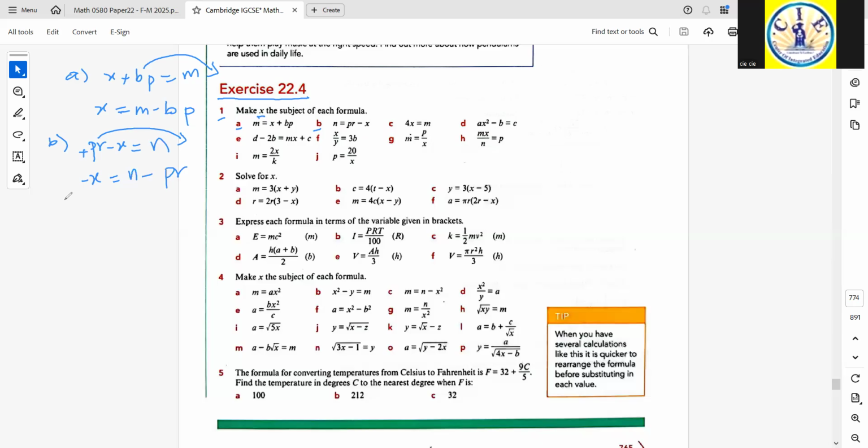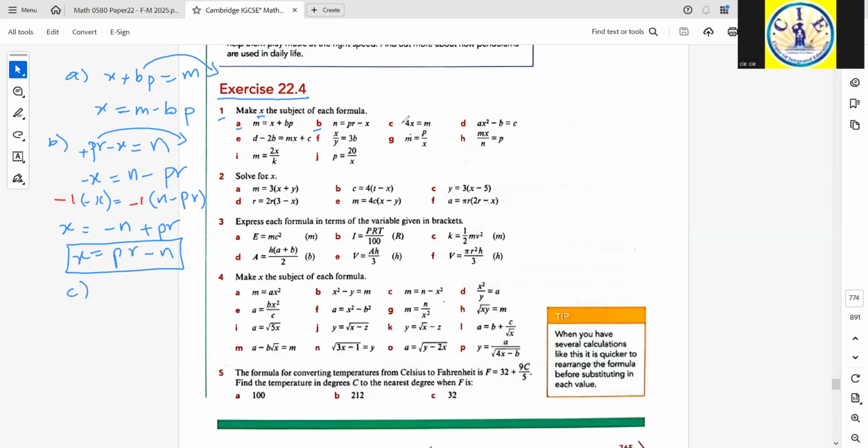Now, to make X the subject, its coefficient should be positive 1. So I'm going to multiply both sides with negative 1. We have multiplied both sides with negative 1 to have positive X on this side, and in this case it will become negative N and positive PR. So I can write down positive PR first and then negative N. So this is the answer to part B.